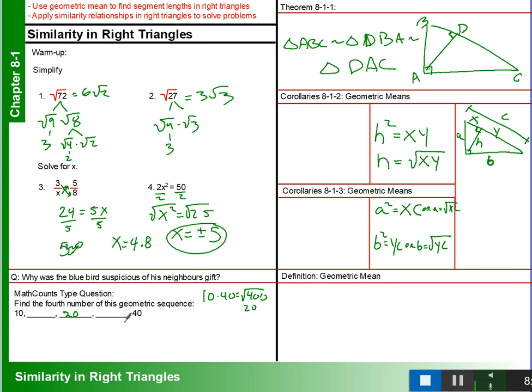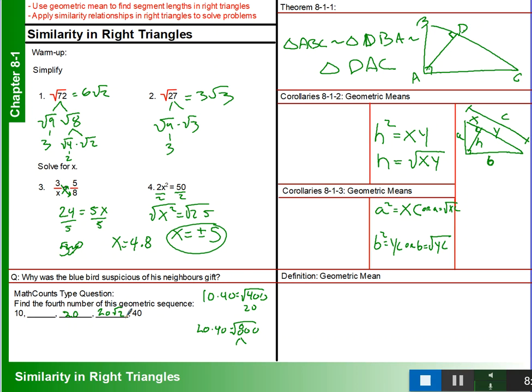Well, how do I find the geometric mean between 20 and 40? Well, we multiply 20 times 40, and that's going to be 800. And so we're going to take the square root of 800, and we're going to get 20 times the square root of 2.